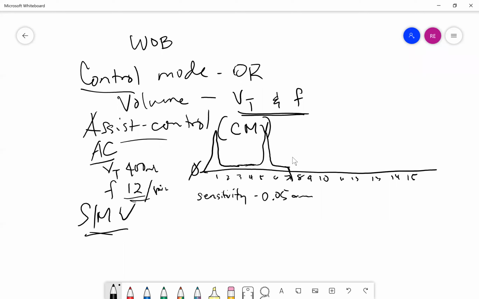If the patient is really weak, the doctor may put the sensitivity higher if the patient is unable to generate that much negative pressure. So when the vent senses the negative pressure, it will give the preset tidal volume, meaning the patient cannot determine or has no say on how much tidal volume they want. All the patient does is initiate it, they try to take a breath like this, so it goes negative, the vent senses the negative pressure, and it will give the patient the preset tidal volume.